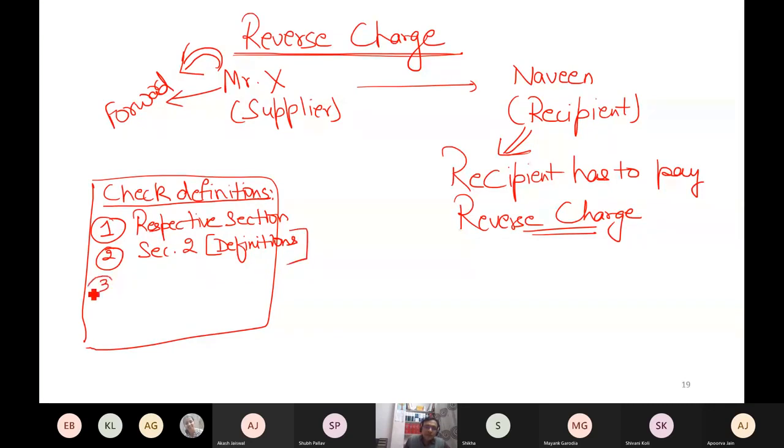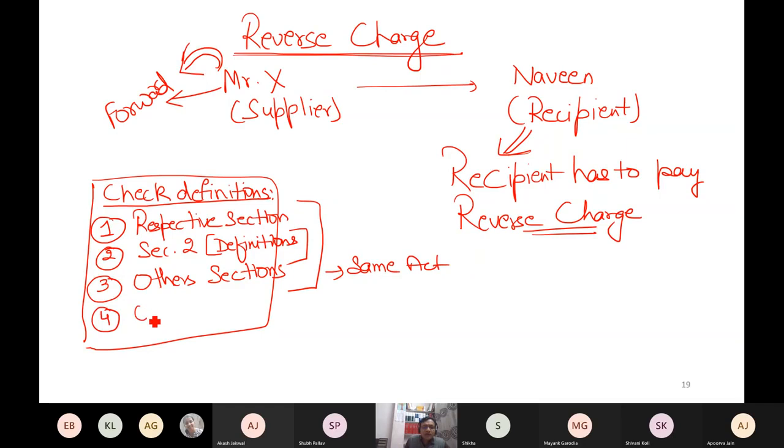If still that word is not defined, then the third step is other sections of the same act. So all these three points are related to the same act which we are reading. If something is not defined, then you take the help of other acts or other sources. Then only you have the freedom to go to other sources. This chain you should follow at any level.